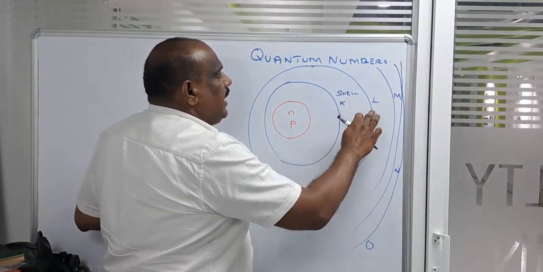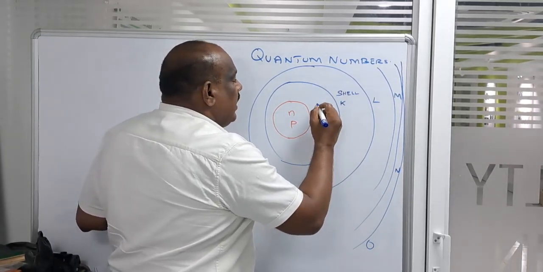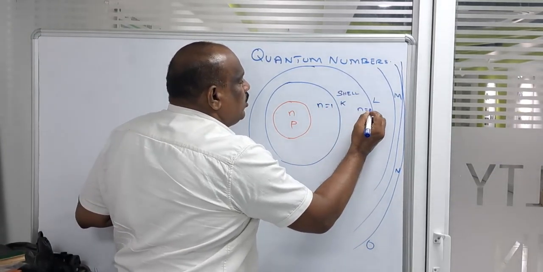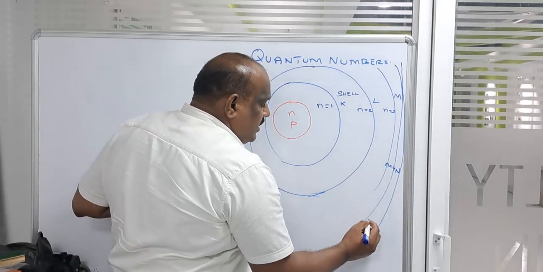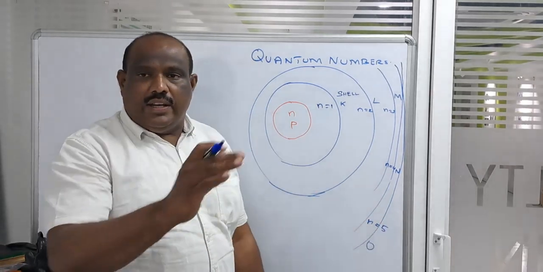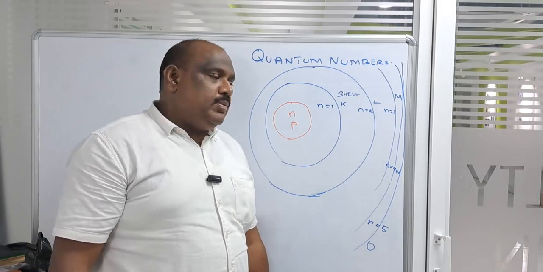Now these K, L, M, N, O, and so on are called shells. Here n equals 1, here n equals 2, here n equals 3, and for N it is n equals 4. O means n equals what? 5. It goes on. Here n is called the principal quantum number.